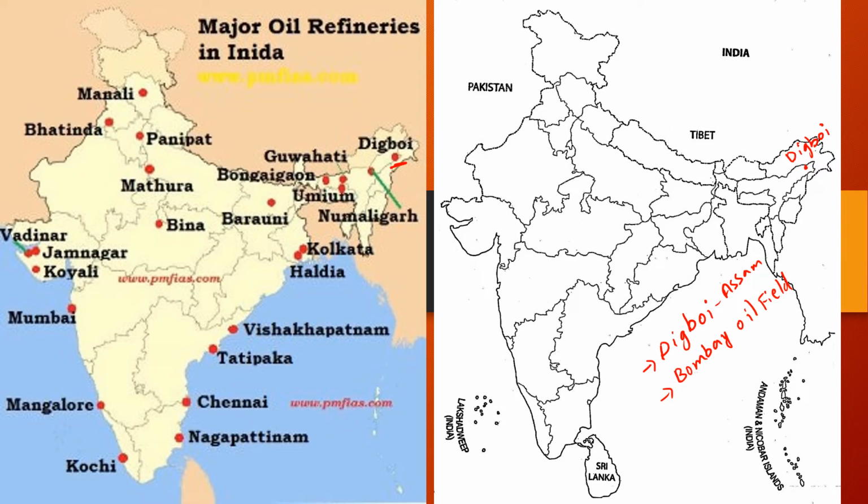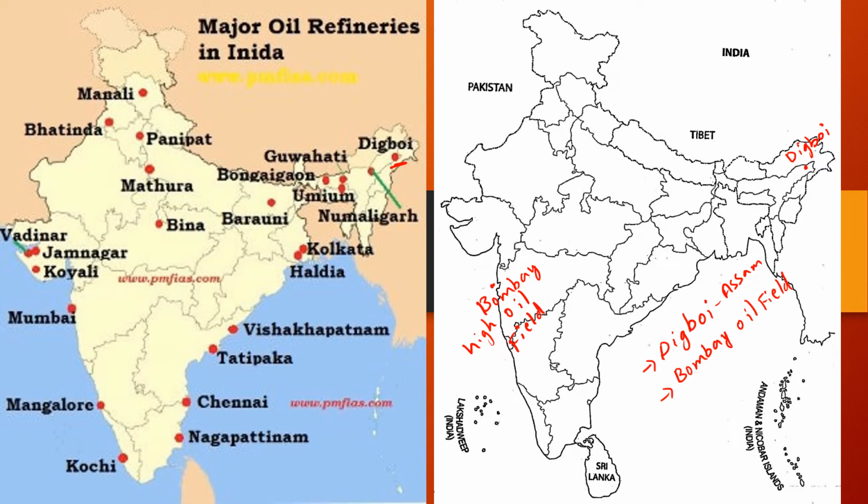Clear. So for safety, you can mark it out of the line, not inside, over the sea. So you can mark here, right? So here is where the Bombay High Oil Field will be, in this region. These two are among the major important petroleum producers of India. The Bombay High Oil Field is here, and also Digboy, which is in Assam. Okay, so these are the major places.